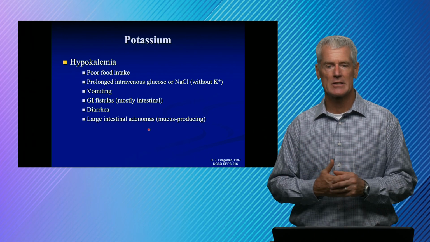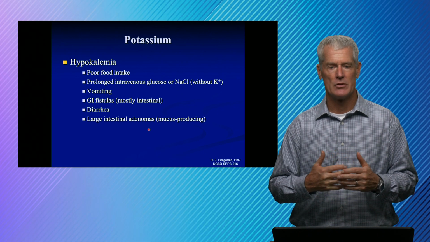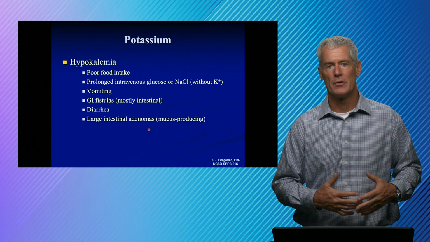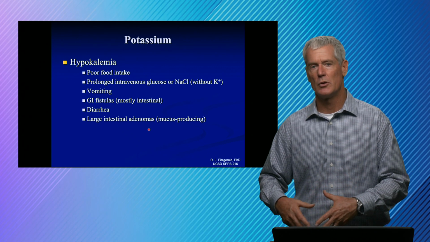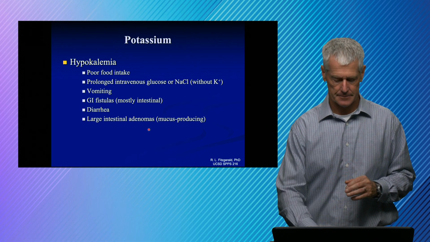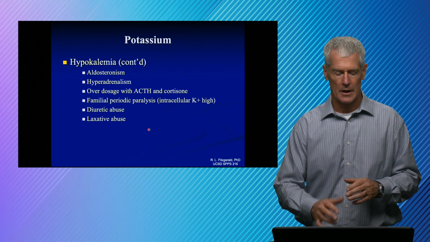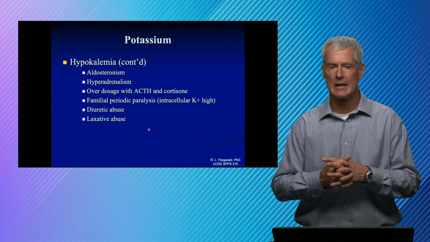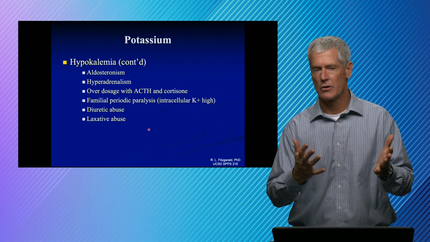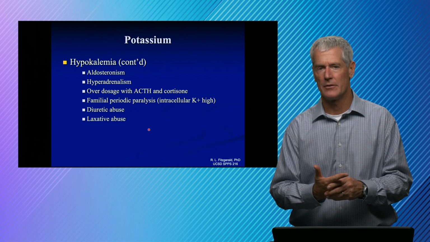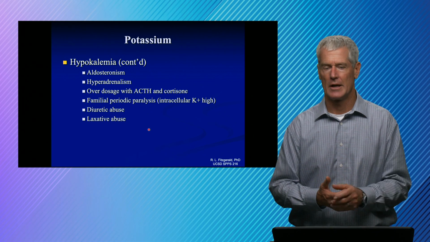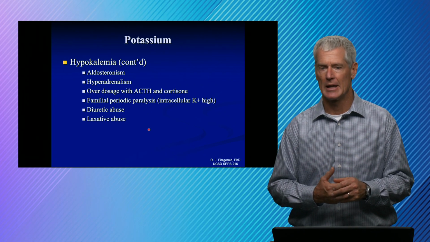Vomiting, if you're throwing up potassium, you become hypokalemic. Same thing with GI fistulas, you're essentially just losing it. Diarrhea and adenomas, so if these adenomas produce mucus that you excrete, you become hypokalemic. Other causes of hypokalemia, aldosteronism. So aldosterone, remember, reabsorbs bicarb and sodium, and excretes potassium and hydrogen. So if you have too much of it, you're excreting potassium and you become hypokalemic.